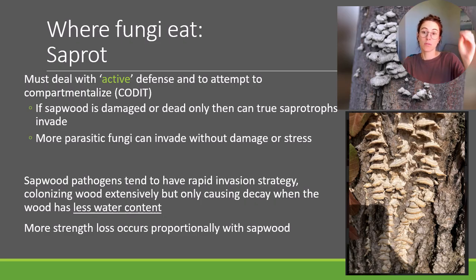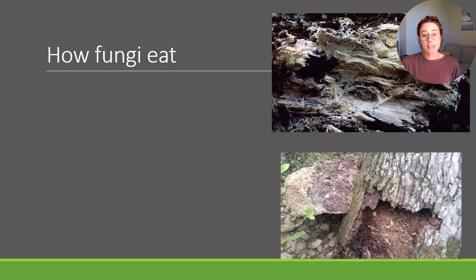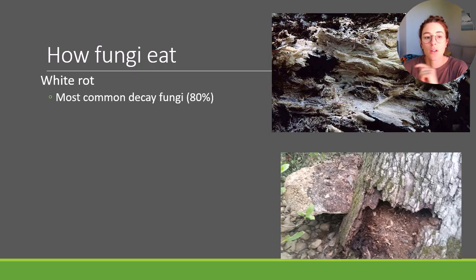Let's talk about how fungi eat. And this is going to be our types of rots. So we hopefully at this point know them. I'm going to get into depth, but I'll just preliminarily give you an overview. We have the white rots, which is the most common decay fungi, about 80%, depending upon where you're at.